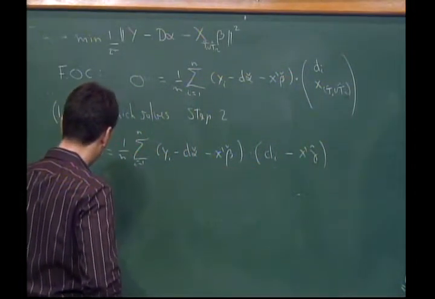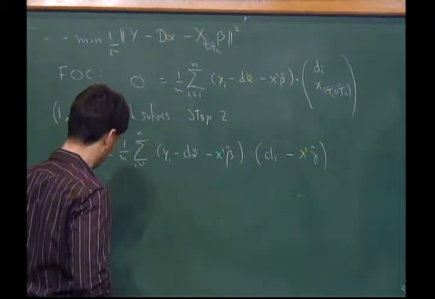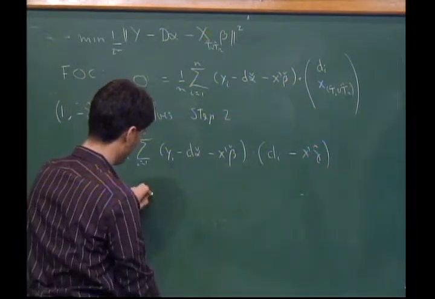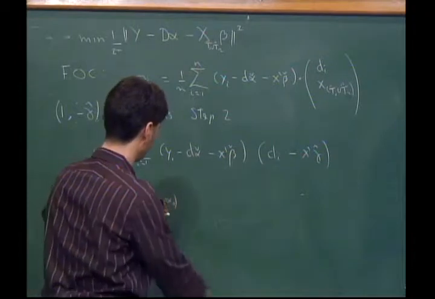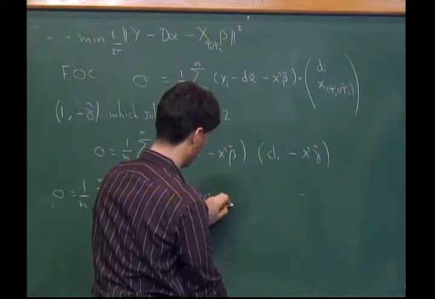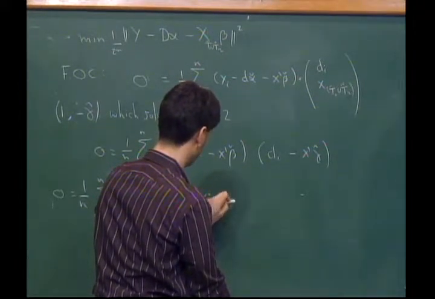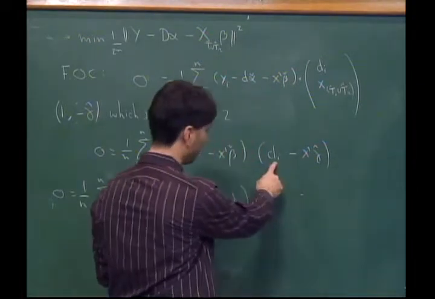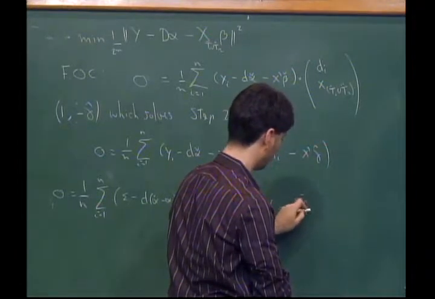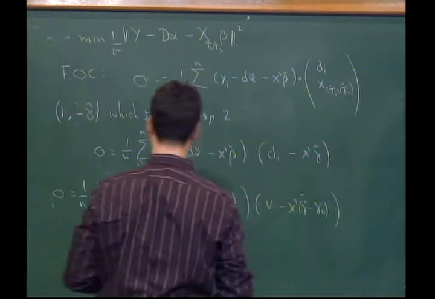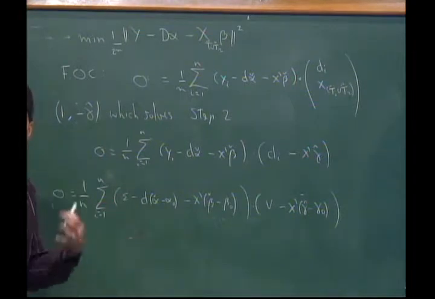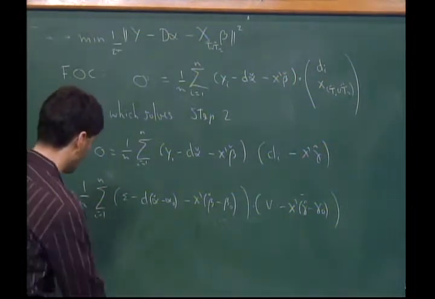And now we just expand the terms. We get here epsilon minus d times alpha check minus alpha naught, minus x times beta check minus beta naught, times this is v minus x times gamma hat minus gamma naught. And now it's going to start some brute force calculations.